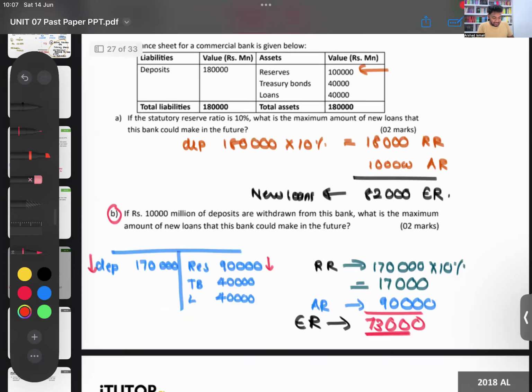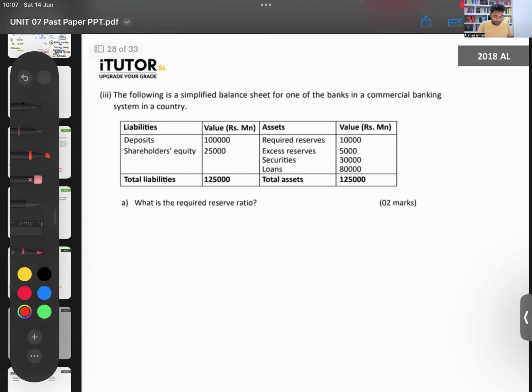Okay, so moving to the next one, 2018, question number 3, part 6. Guys, remember money and banking, all of these are question number 6. The question says: the following is a simplified balance sheet of one of the banks in the commercial banking system. What is the required reserve ratio? Here, instead of giving total reserves, they have broken it into required and excess. Usually in your paper, they will say reserves 15,000, but here they have broken that and given you 10 and 5. Then they ask what is the required reserve ratio?